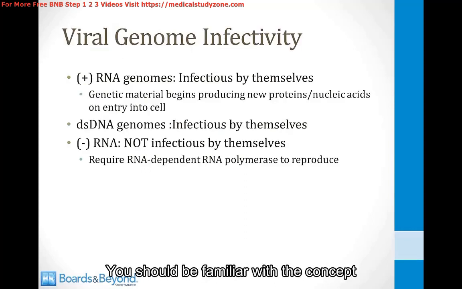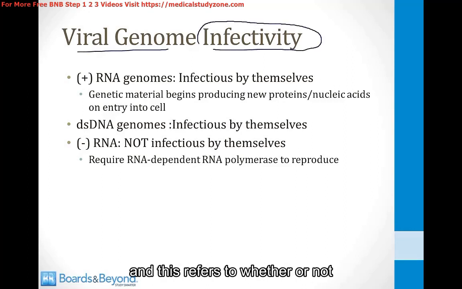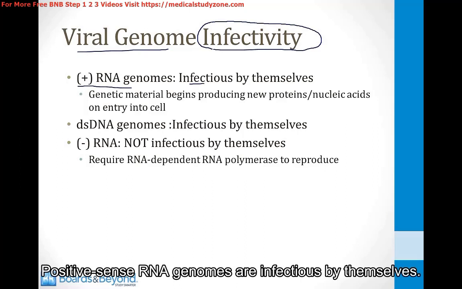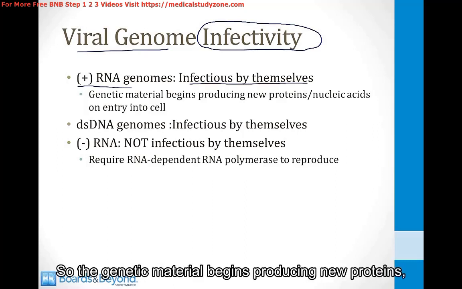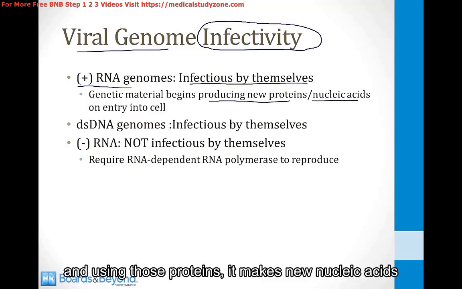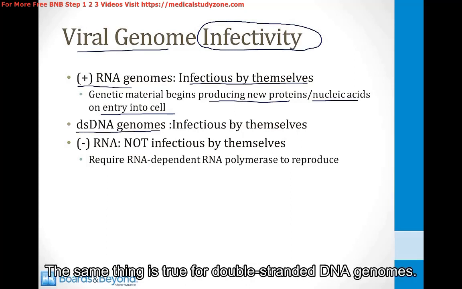You should be familiar with the concept of viral genome infectivity, and this refers to whether or not the nuclear material of the virus by itself can cause infection. So positive sense RNA genomes are infectious by themselves. Remember, those genomes look just like messenger RNA. So the genetic material begins producing new proteins, and using those proteins it makes new nucleic acids as soon as it gets into the cell. There are no extra enzymes required, just the nuclear material itself inside a cell can lead to production of more viruses. The same thing is true for double-stranded DNA genomes.